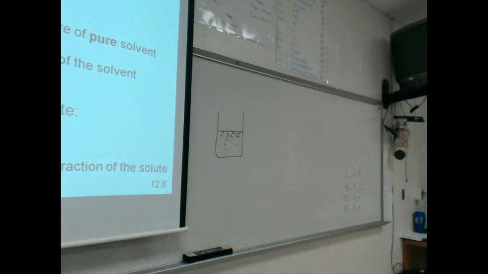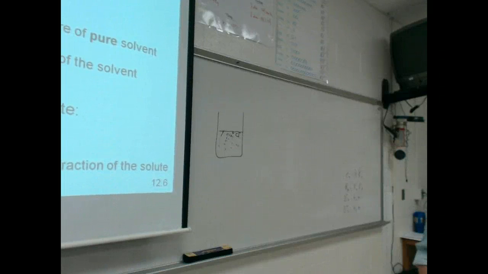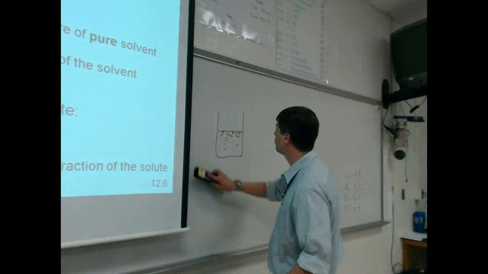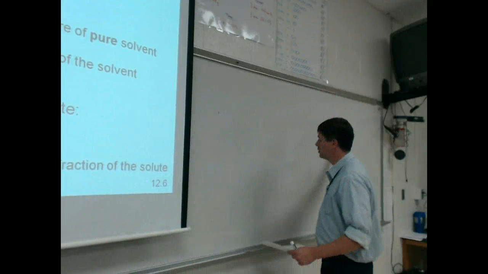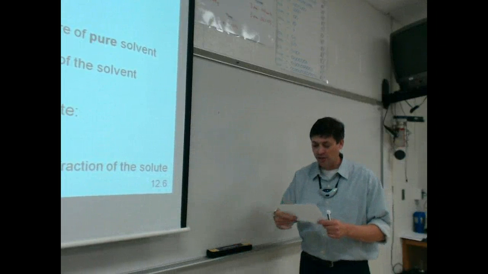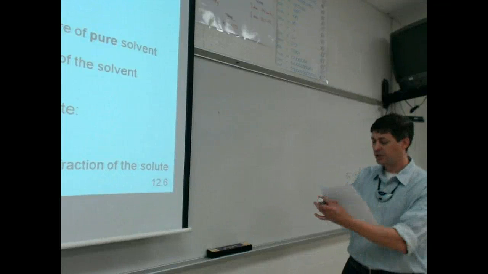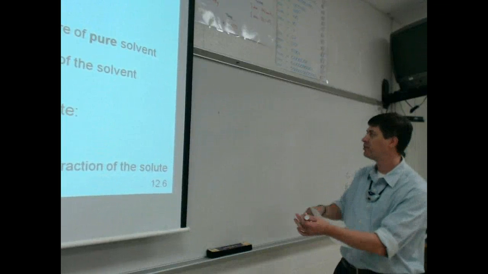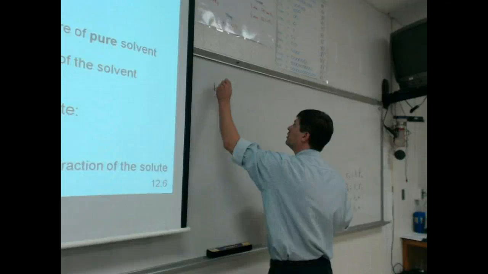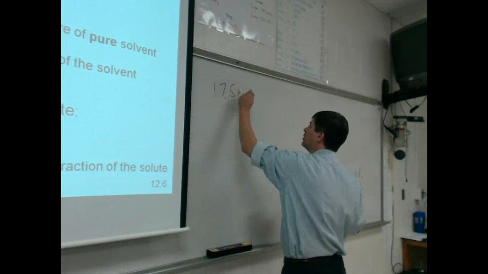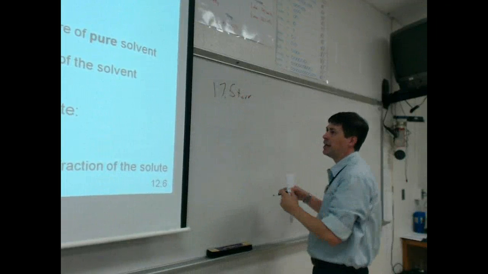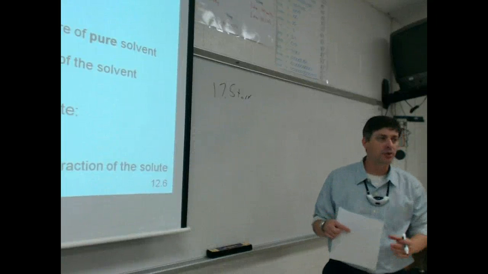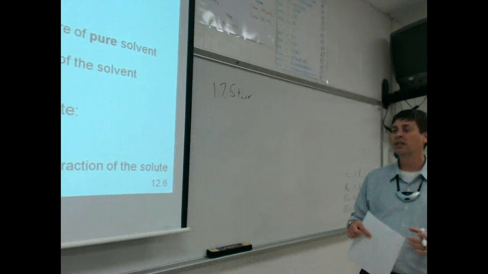All right, which one of those on our little sheet is a vapor pressure problem? Number 2. The vapor pressure of water at 20 degrees Celsius is 17.5 torr. Okay, is that P1 or P naught? P naught. That's P naught.